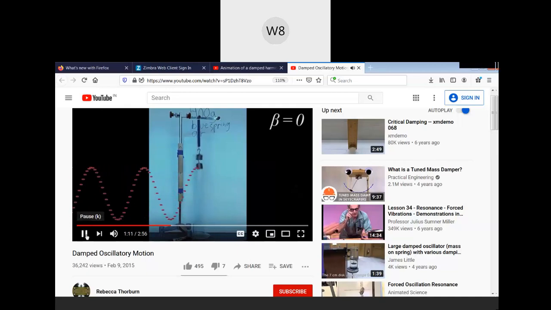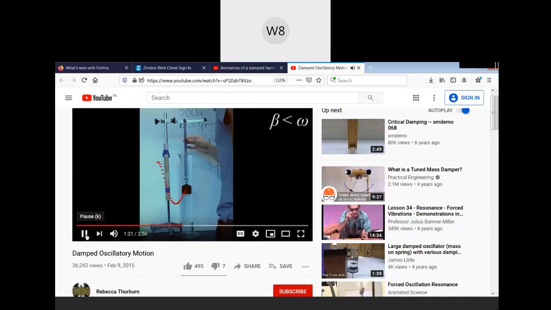The decay from air friction is negligible enough that a spring and mass in air can be representative of an undamped oscillator. If beta is less than omega, this.